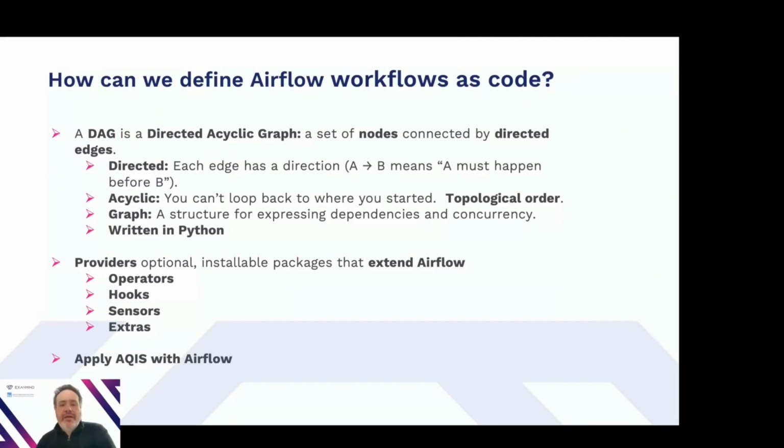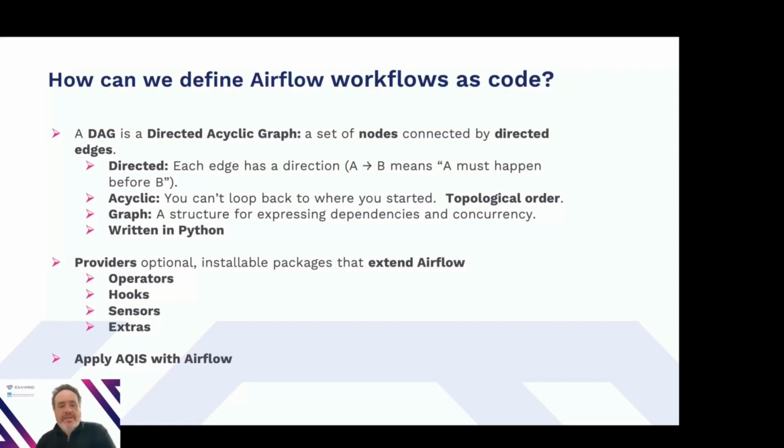So then, how do we define Airflow workflows as code? We use directed acyclic graphs, or DAGs, and these are graphs which are made up of nodes, which represent tasks, which are connected by directed edges, which represent the task execution dependencies. And in this example here, A has to fire before B, A must happen before B occurs.